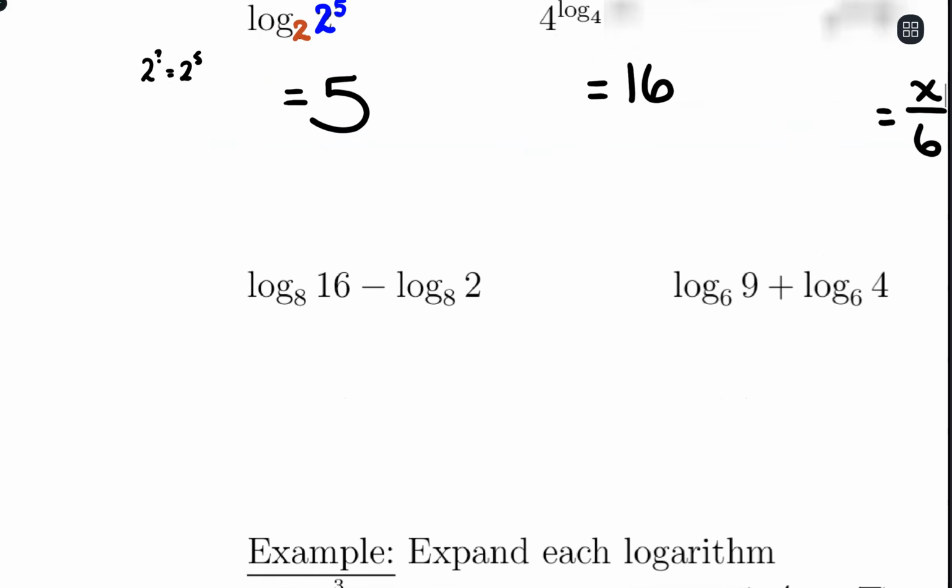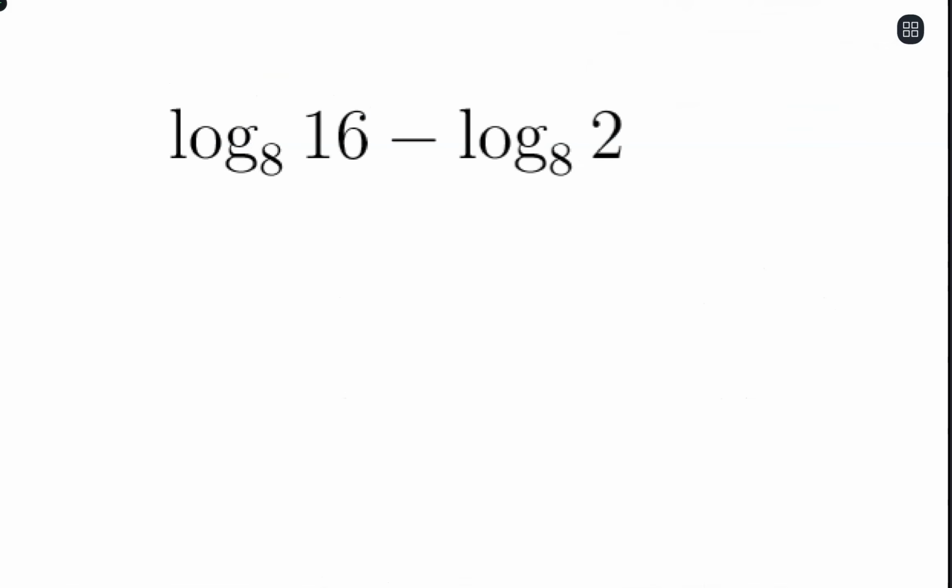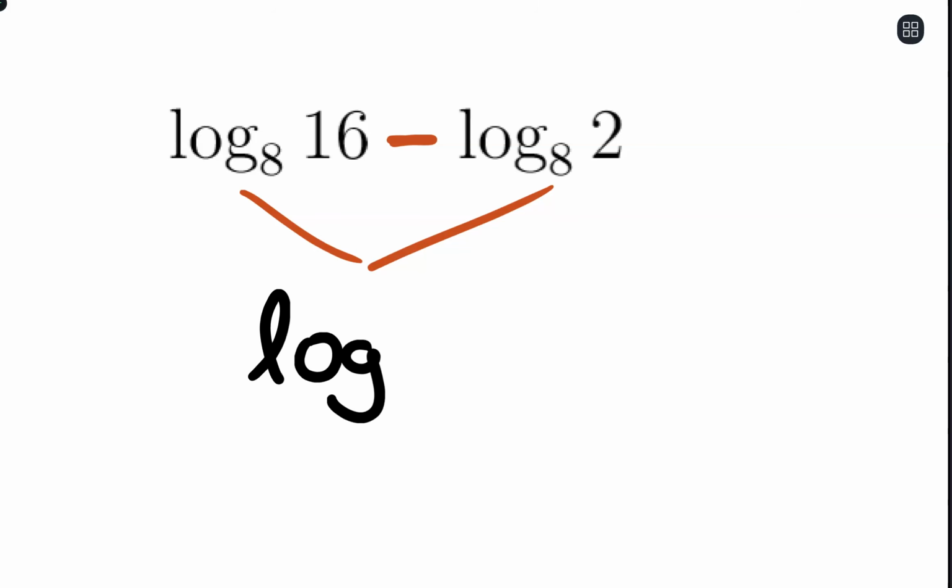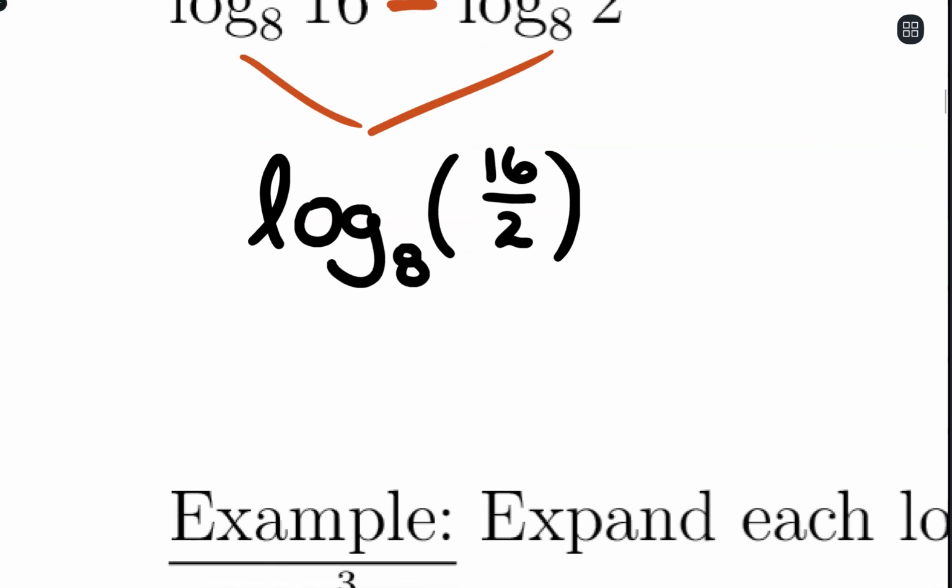All right. Down here, let's see. Let's go ahead and condense this. So I have a logarithm base 8 of 16 minus logarithm base 8 of 2. What we can do is condense this into division. So using our quotient property, if we have subtraction between 2 logarithms with the same base, we can condense it to 1 logarithm of that same base. And then what we do is we do division. So this would be 16 divided by 2. So we end up with log base 8 of 16 divided by 2.